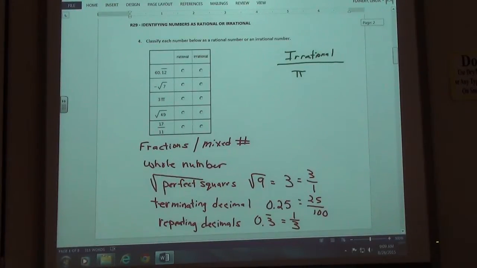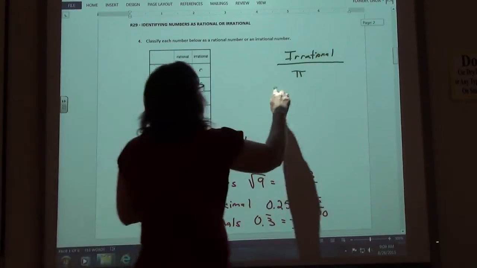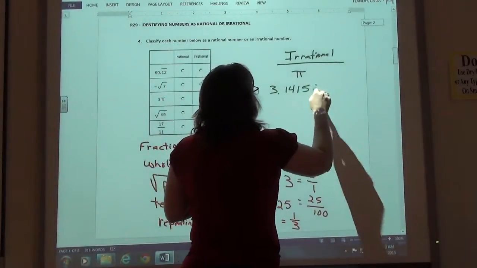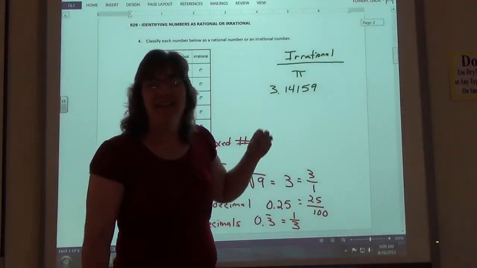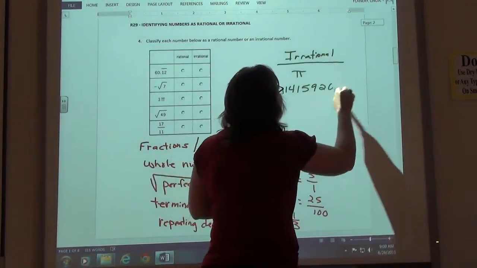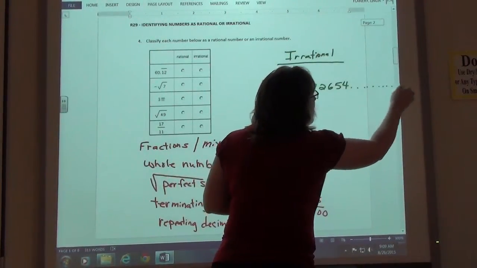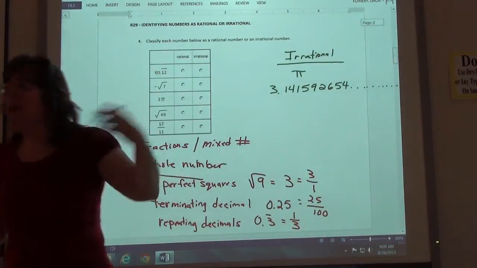Pi, if you use your calculator, who has their calculator handy, is in yellow above that EXP key way on the bottom. So if you hit Shift and EXP, the pi symbol shows up on your calculator, right? Probably not yours, but on your cell phone. And if you hit equals, what shows up on your calculator screen? 3.14159, 2654. And it keeps going and going forever.